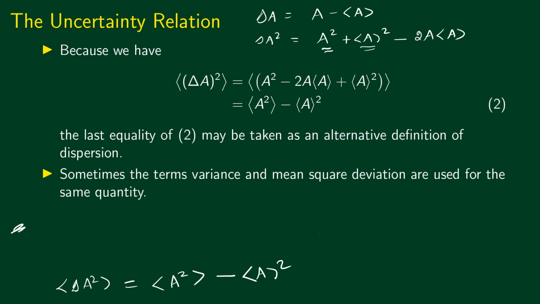So you can take this as the definition of dispersion. Sometimes the terms variance and mean square deviation are used for the same quantity. This is also called variance or mean square deviation. All these words are used to characterize the uncertainty or fuzziness, the spreading out, the dispersion, in the observable. So you can take this as the definition for dispersion.